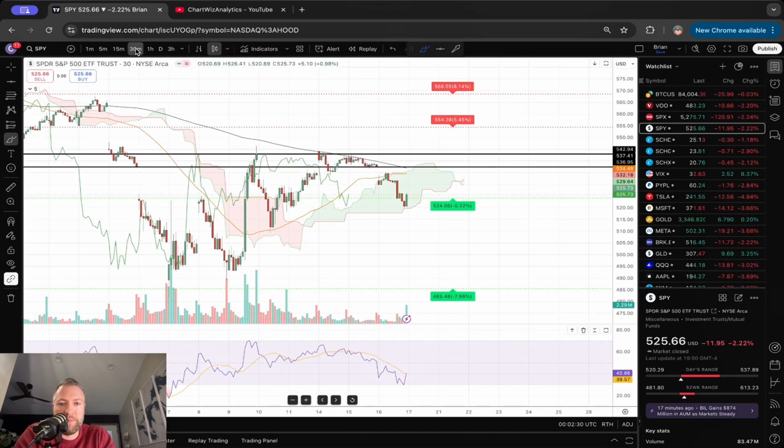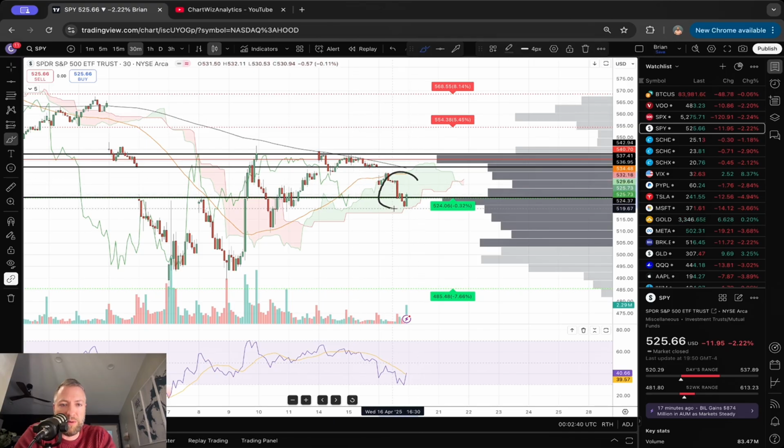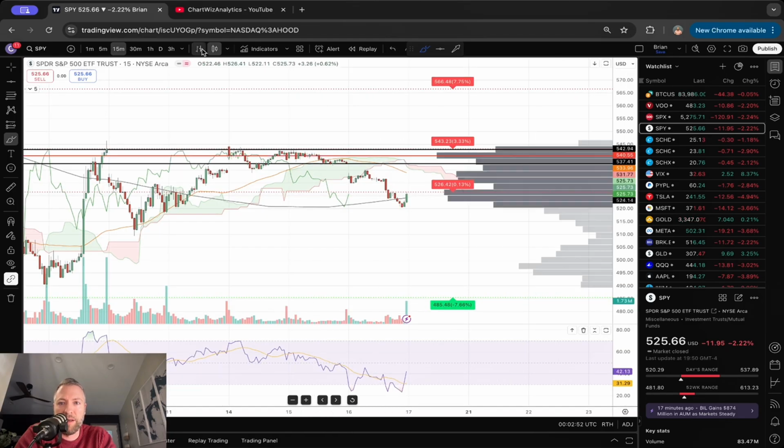The 30-minute, we're right at the support of 524.06. Plus, we're in this green cloud right here. So a lot of times the price can hover around within this green cloud area. But you got to get a better understanding by looking at all the time frames to see the bigger picture here. Let me take these lines off right here real quick.